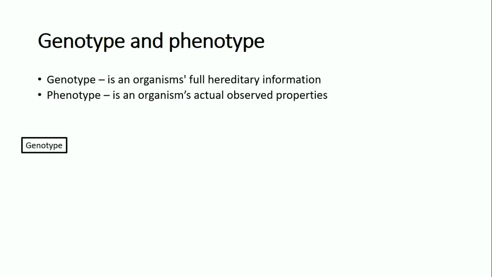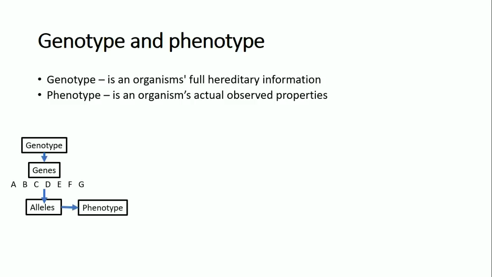So let's take a look at the flow chart that will appear here. So a genotype consists of numerous genes, which can be marked with letters. Each gene has 2 copies or 2 versions, and they're called alleles. The alleles are responsible for the physical characteristic of the gene, or the phenotype.